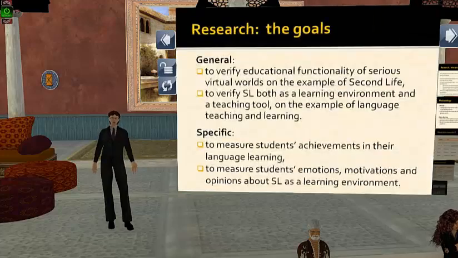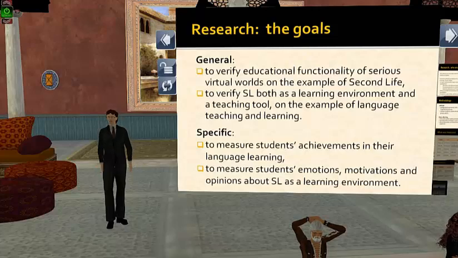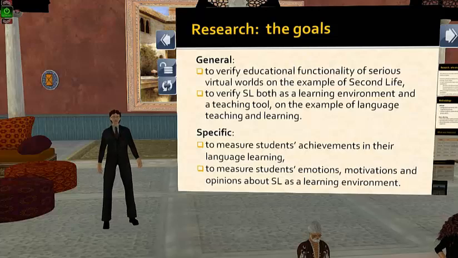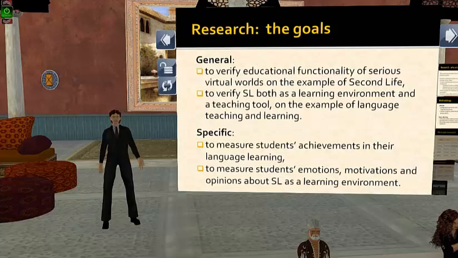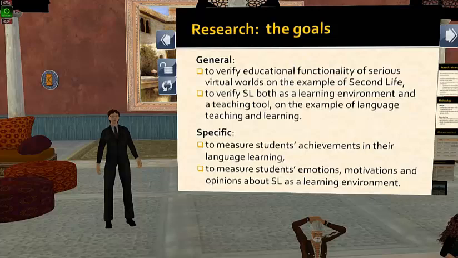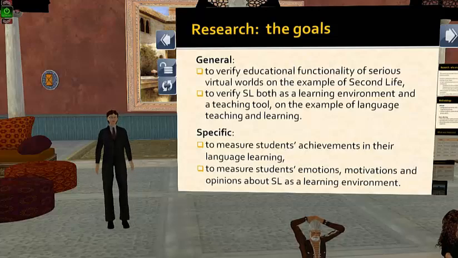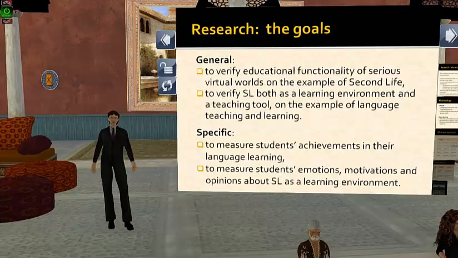So what were the research goals? First of all, I wanted to verify the educational functionality of serious virtual worlds on the example of Second Life. In the book, I introduce and describe different virtual worlds, but I emphasize that I focus only on serious virtual worlds, and the activities that I involved my students with were all performed in Second Life. I just didn't want to involve my students in the technical things of learning another virtual world. So all was provided in Second Life.